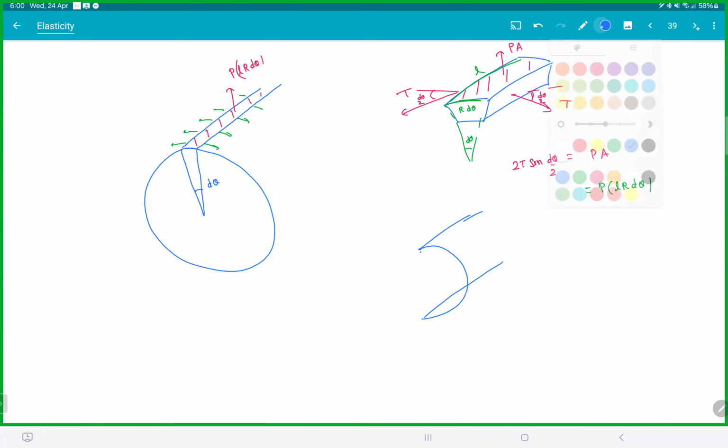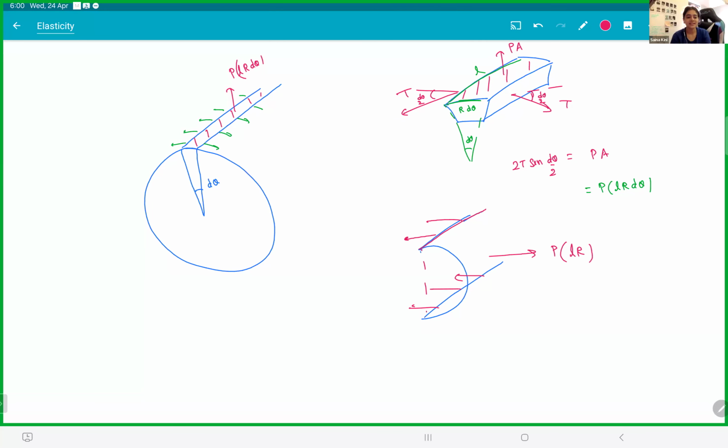Okay. Now, what will be the pressure? This entire tension will act on this surface. And what will be the projected area? P into L into R. Agreed? Yeah. So 2 times tension, which is T and T, is equal to PLR. So tension is equal to PL/2R actually. Okay, now you'll get the same tension.